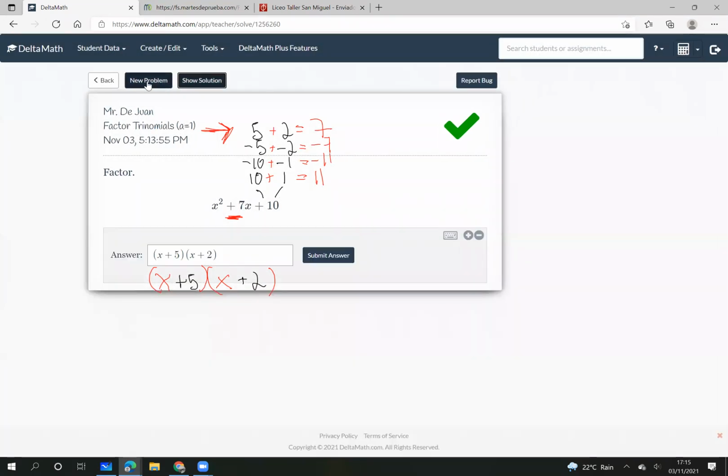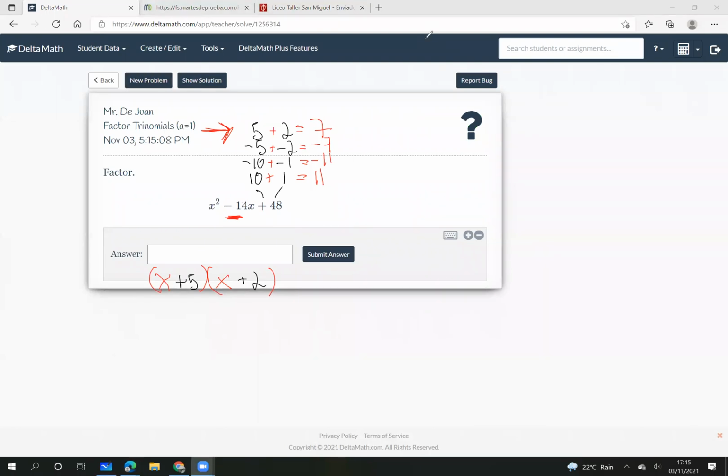Let's do another. All right, I like this one. This one's a good one. 48. So what are the possible numbers that will multiply to make 48? We already know that it's going to be x plus something or minus something, and I'm looking for a number. What are the multiples of 48? Well, let's think about that. 12 and 4, negative 12 and negative 4, because negative times negative is positive.